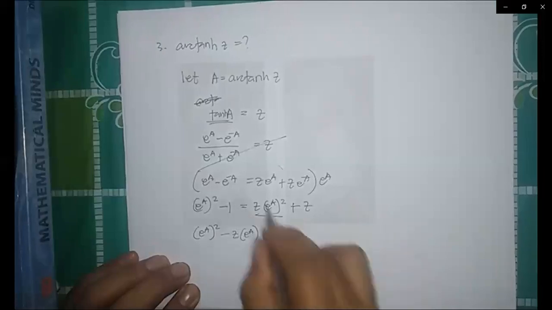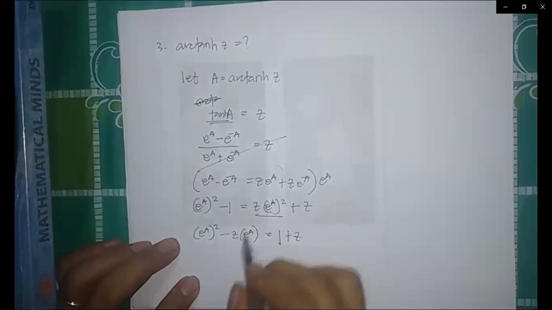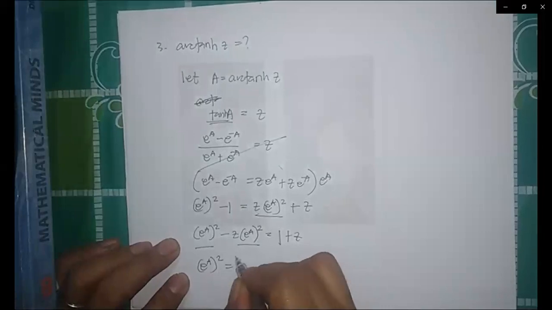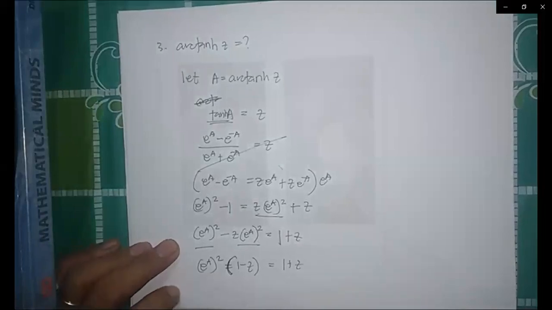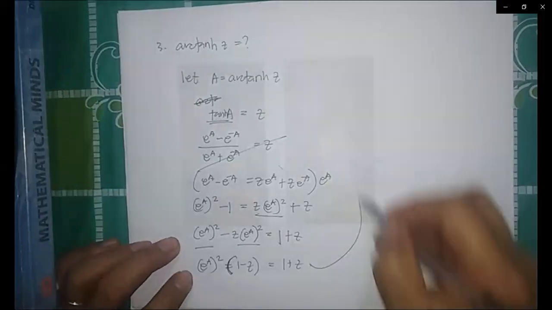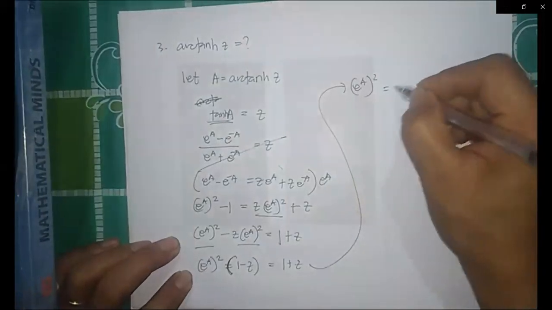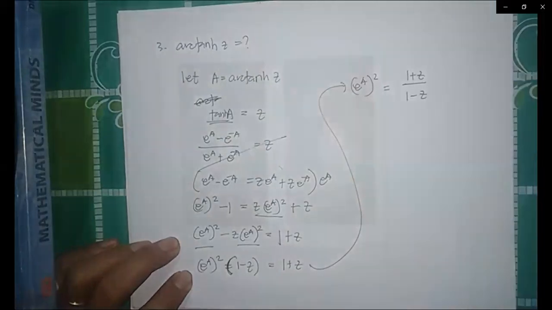this will become (e raised to a) squared minus z times (e raised to a) squared equals 1 plus z. So if we are going to factor out (e raised to a) squared, we have 1 minus z. On the right side, we have 1 plus z. Now solving for (e raised to a) squared, we have 1 plus z all over 1 minus z.